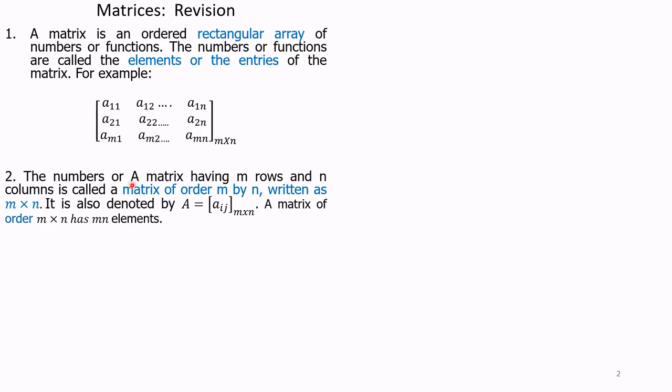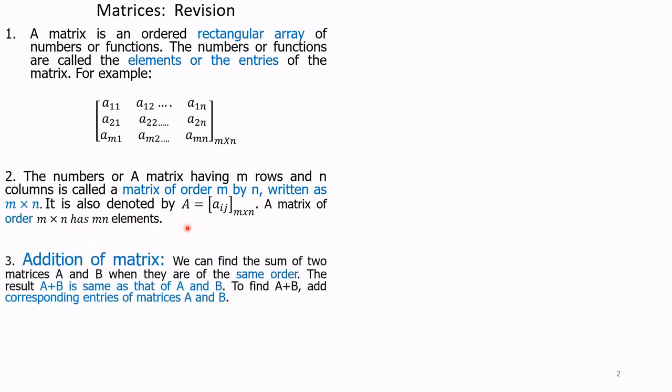A matrix having m rows and n columns is called a matrix of the order m by n, written as m by n. It is also denoted by A equal to within square bracket aij m n. A matrix of order m by n has m into n elements.